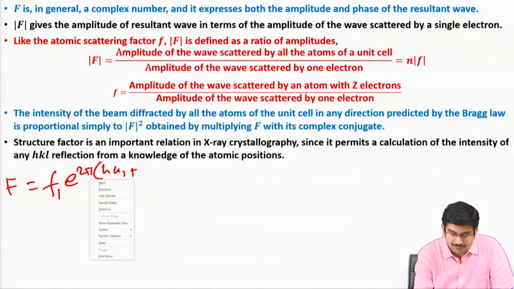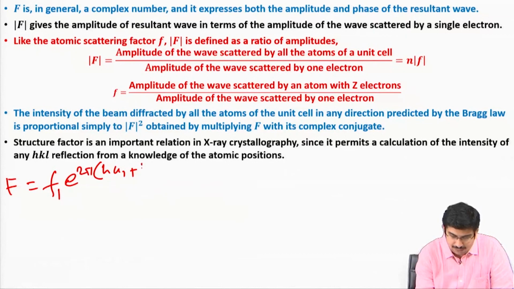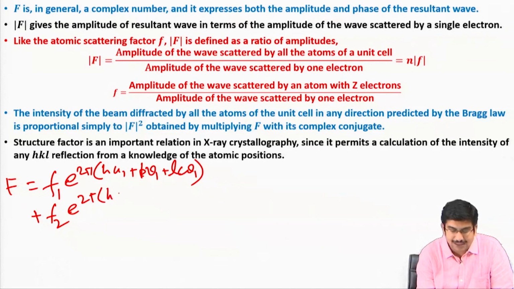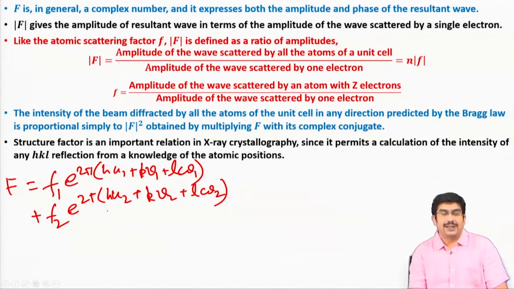So, H U1 plus K V1 plus L W1, okay, plus for the second atom we can write like this, if that has fractional coordinates at U2, V2 and W2, we can write this. So, by adding these two we will be getting the final structure factor.